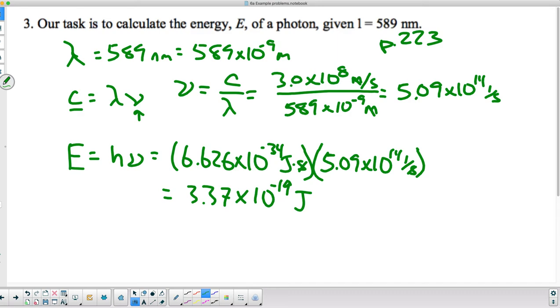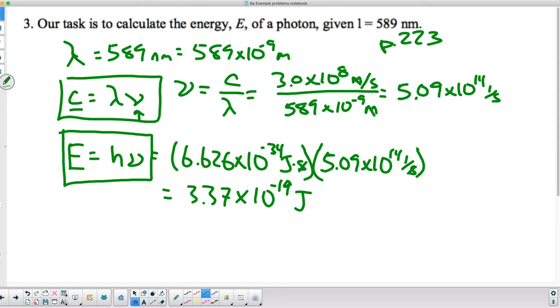So that's it. That's a pretty easy question once you get good at using this equation to go between wavelength and frequency. Then you can figure out what frequency is and plug it into our second equation, which is energy equals Planck's constant times frequency. Okay, anyway, moving on to the next one.